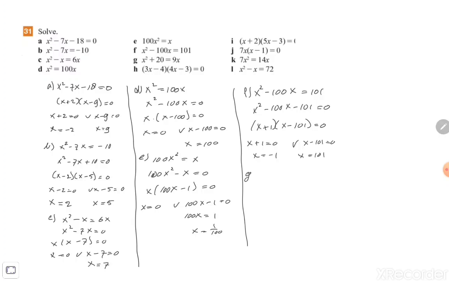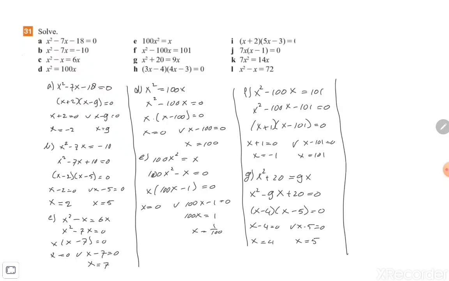Go on with G. x² + 20 = 9x. x² - 9x + 20 = 0, so I'm going to put it immediately in the right order. Then you get (x - 4)(x - 5) = 0. So x - 4 is 0 or x - 5 is 0. So x is 4 or x is 5.